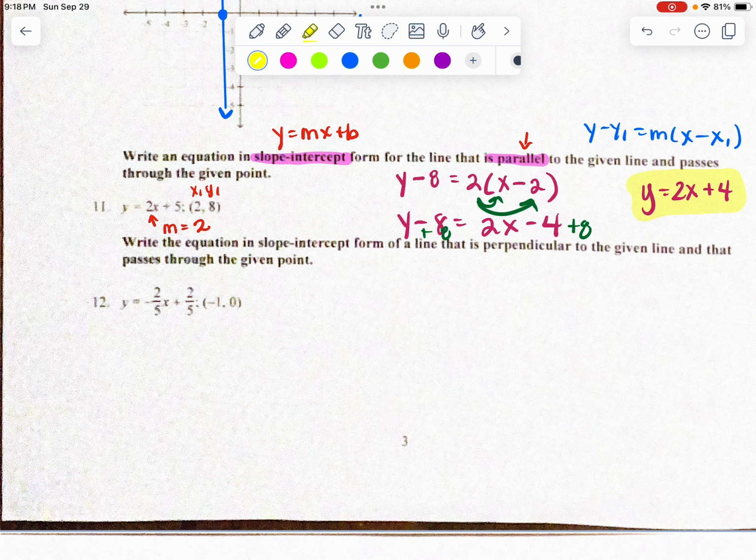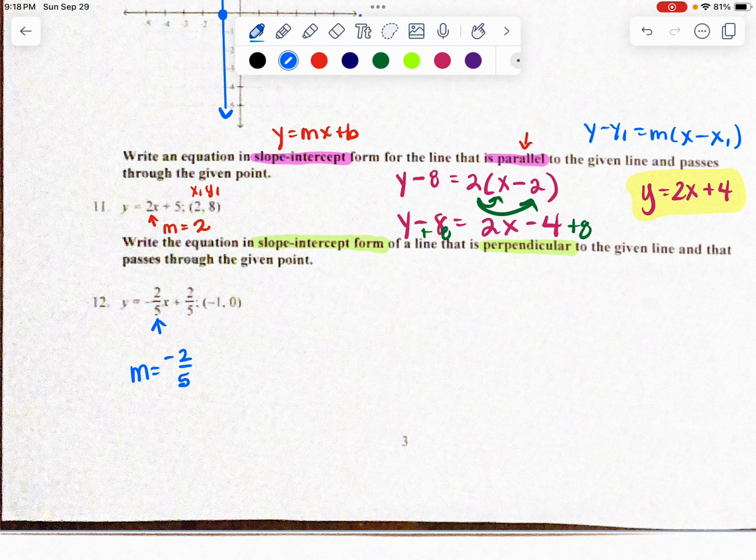Number 12, same thing, but different, right? Again, make sure and read the directions. They, again, want our answer in slope-intercept form. This time, however, we're going to be doing a perpendicular slope. So let's look at the slope they give us. They give us the slope of -2/5. That's the slope that they give us.